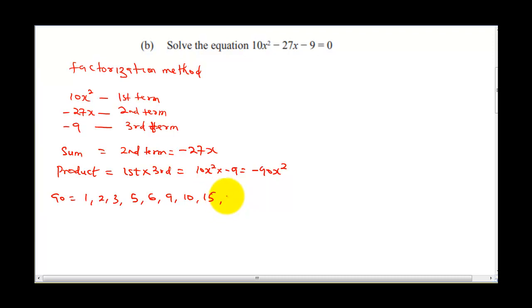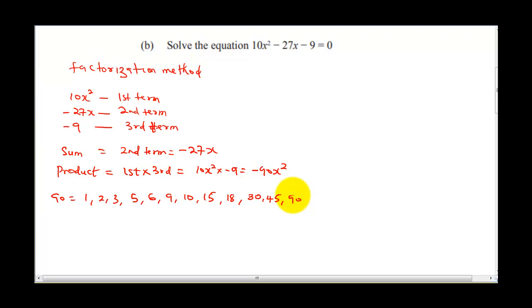Can we get 18? Yes, 18 is a factor because 18 multiplied by 5 gives us 90. What other number can go? 30 is a factor, and we can get 45, then 90. So now we know the factors of 90.